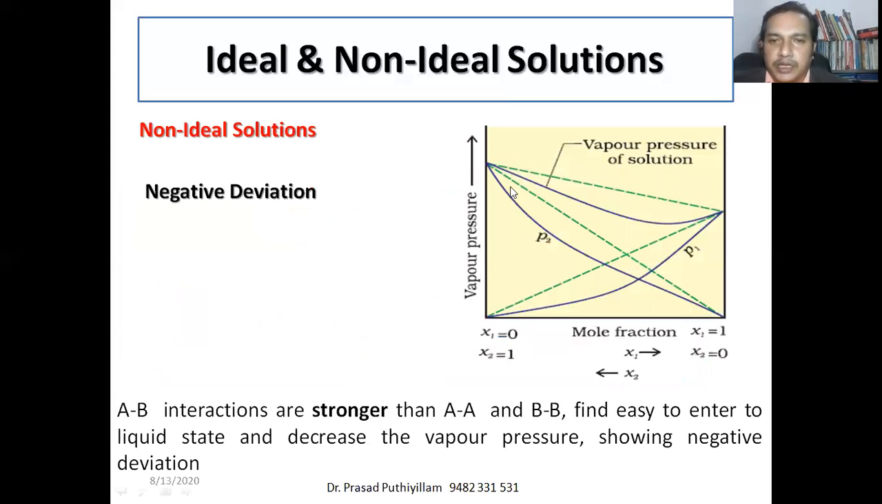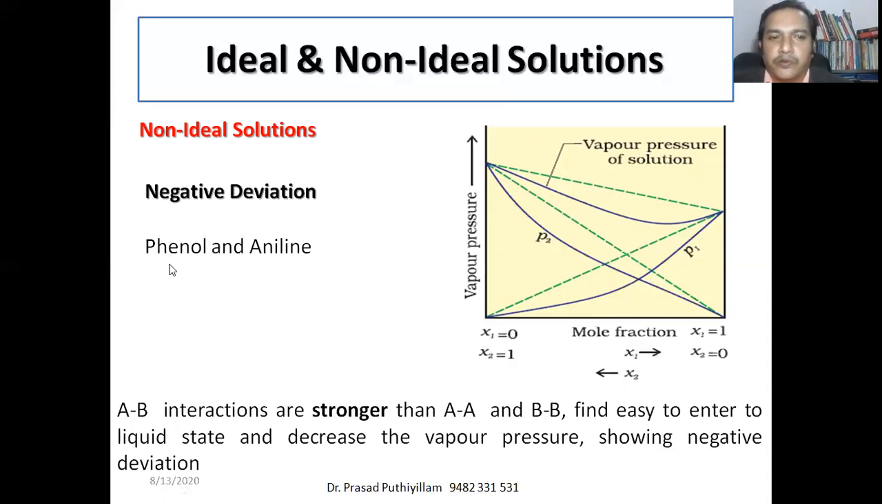The pressure is decreasing, or we can call it a negative deviation. Here the green line represents the ideal behavior, and this is the non-ideal with negative deviation, where the pressure exerted is less. Even the pressure exerted by individual components as well as the total pressure exerted is less than that of the ideal behavior. We call it non-ideal negative deviation.